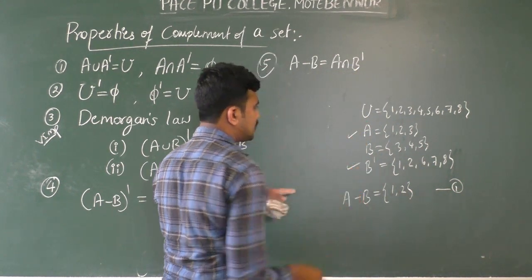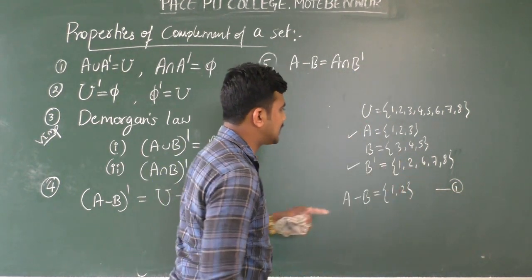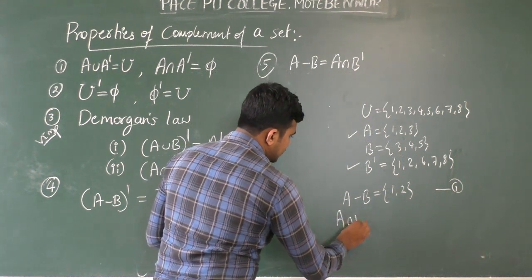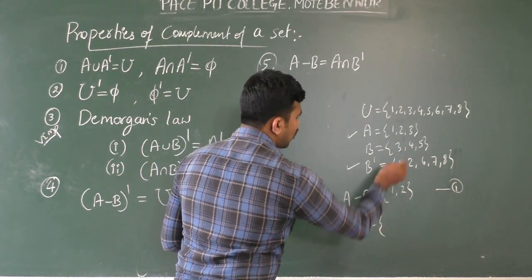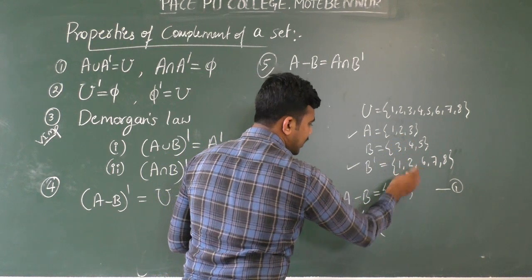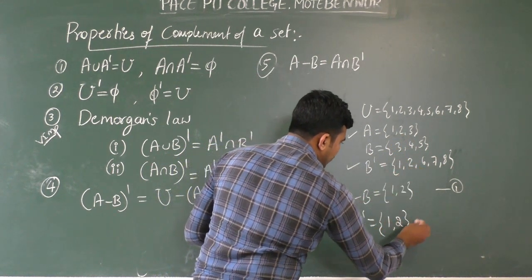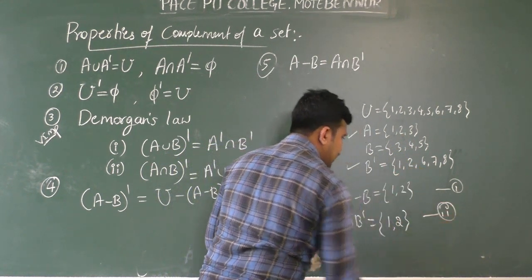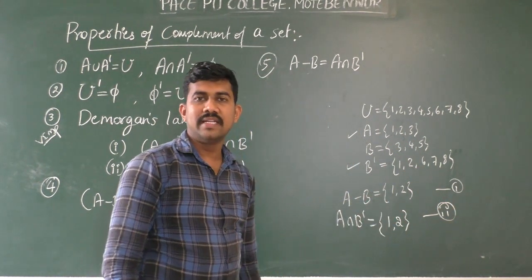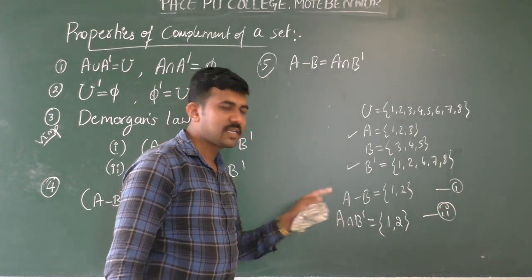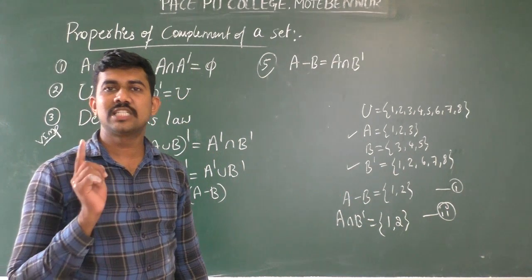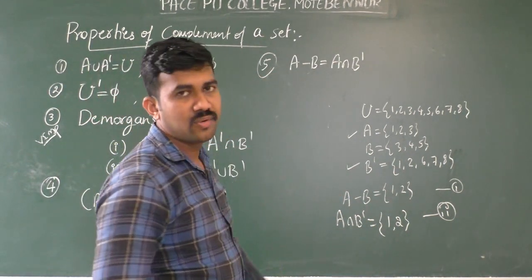A intersection B dash, which is the common elements in A and B dash. That is A intersection B dash is nothing but the common elements, 1, 2 and here also 1, 2. So they are common. So we can say here also LHS equal to RHS, means A minus B is equal to A intersection B dash. Very important rule this one.